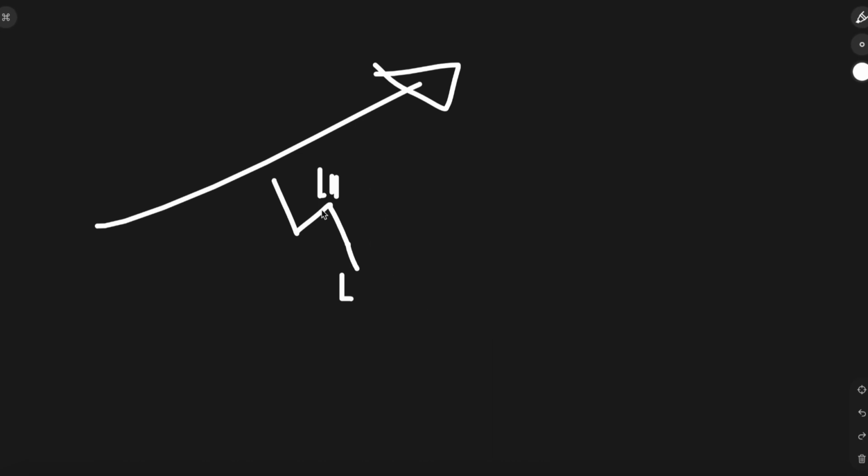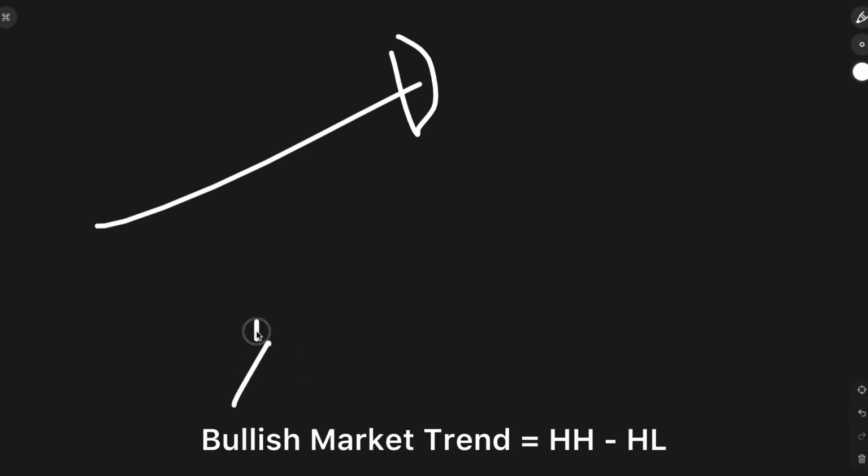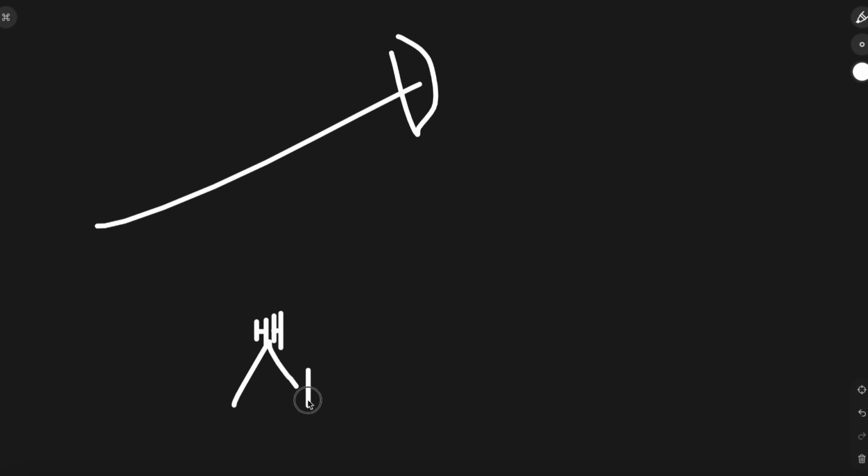And then you also have the higher high, higher low. So you have the higher high, then the higher low, the higher low meaning that it's higher than the most previous low. So it goes up and up, and that is how price moves.